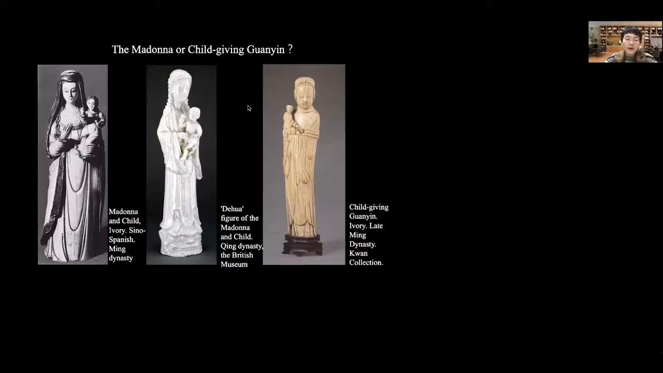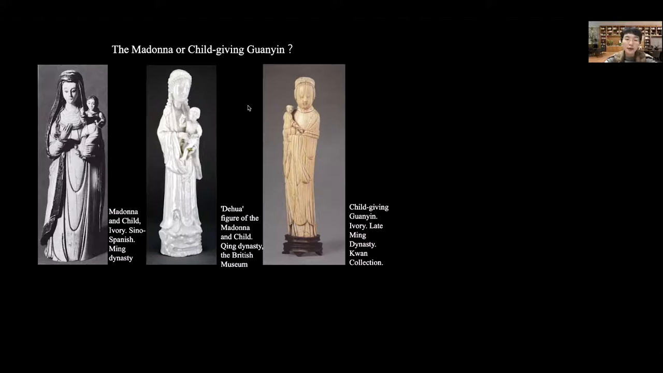The icon of the child-giving Guanyin was also created in the Confucian system for female worshippers to pray for healthy male sons, male heirs. Some scholars even trace the worship of the Chinese child-giving Guanyin back to the introduction of the icon of Virgin Mary by Franciscan missions in the 13th and 14th century, as we just mentioned.